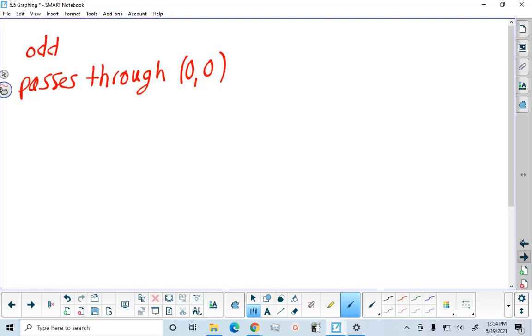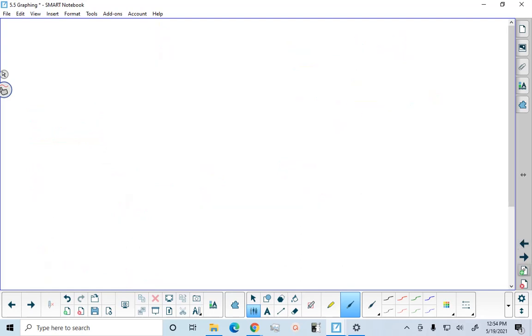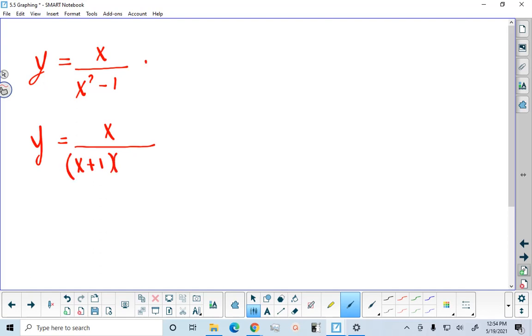Incidentally, 0 for x is the only x-intercept because the only factor in the numerator is x. Let's talk now about asymptotes. We have the function y equals x over x squared minus 1. To determine vertical asymptotes, you always want to look at the denominator. This is for vertical asymptotes. And in order for you to figure out where the denominator is 0, it's useful for you to factor the denominator.